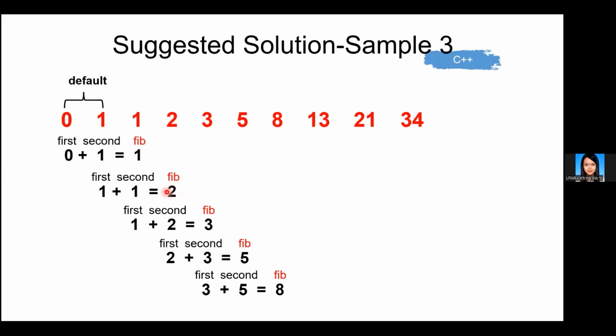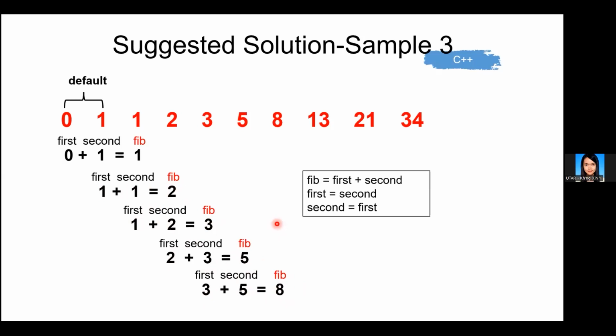This is the fourth Fibonacci number. 1 plus 2 equals 3. This is the fifth. 2 plus 3 equals 5. This is the sixth Fibonacci number. 3 plus 5 equals 8. This is the seventh Fibonacci number. So you can see that we add the first and second to get the Fibonacci number. And then after that, we need to update, right? We update the second one to become the first item, and the Fibonacci number becomes the second item in order to find the next Fibonacci number.